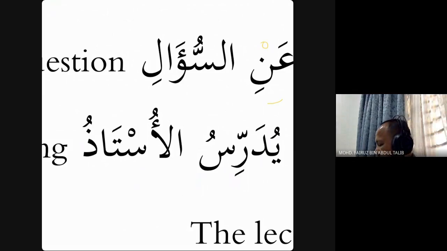You can say yudarrisu al-ustaz, or you can start with the word ustaz, put it in front. You can say al-ustazu yudarris. Both are correct. And in the next level, level 2, you will learn the difference between the two sentences. When do you say al-ustazu yudarris, and when do you say yudarrisul ustaz? And then what are the grammar rules? So this will be in your second level. Yudarrisul ustaz, the ustaz is teaching.